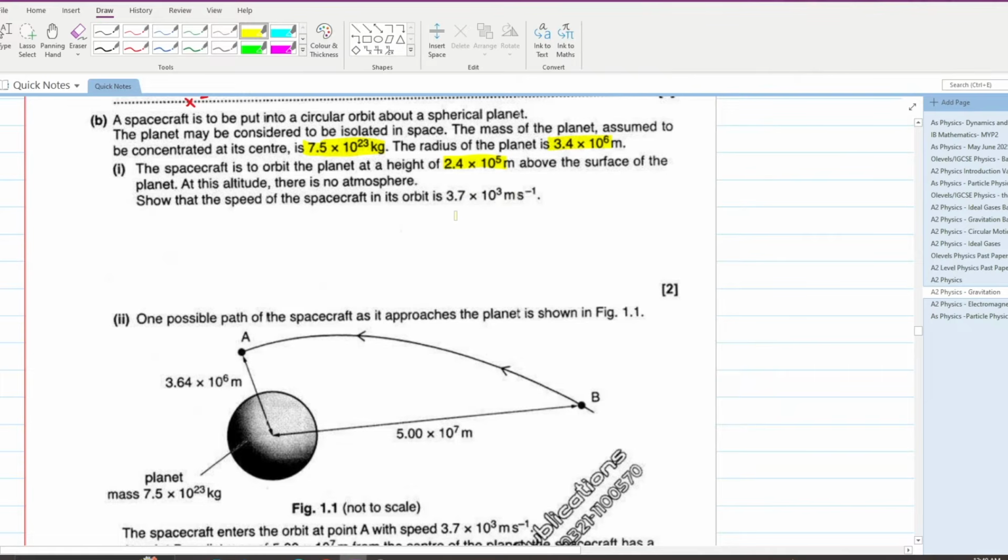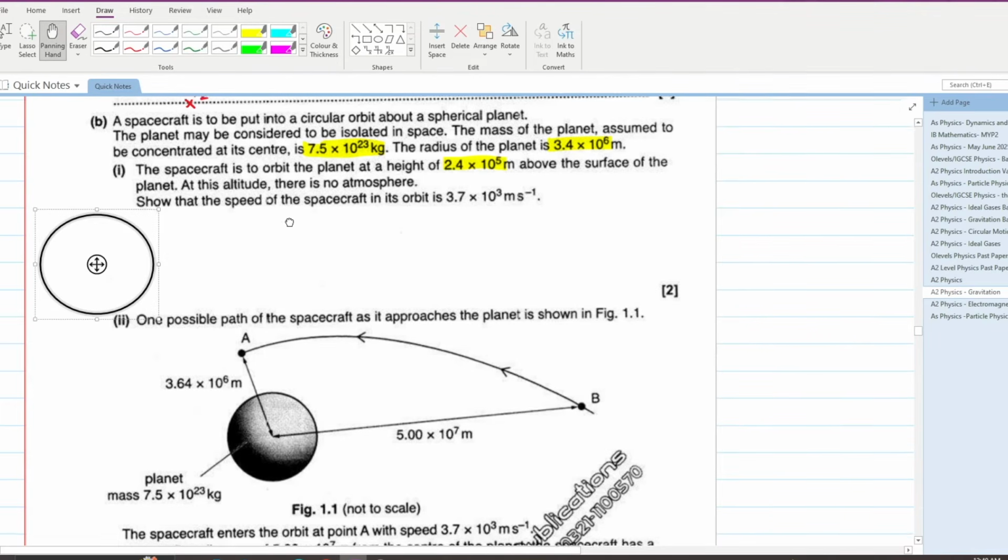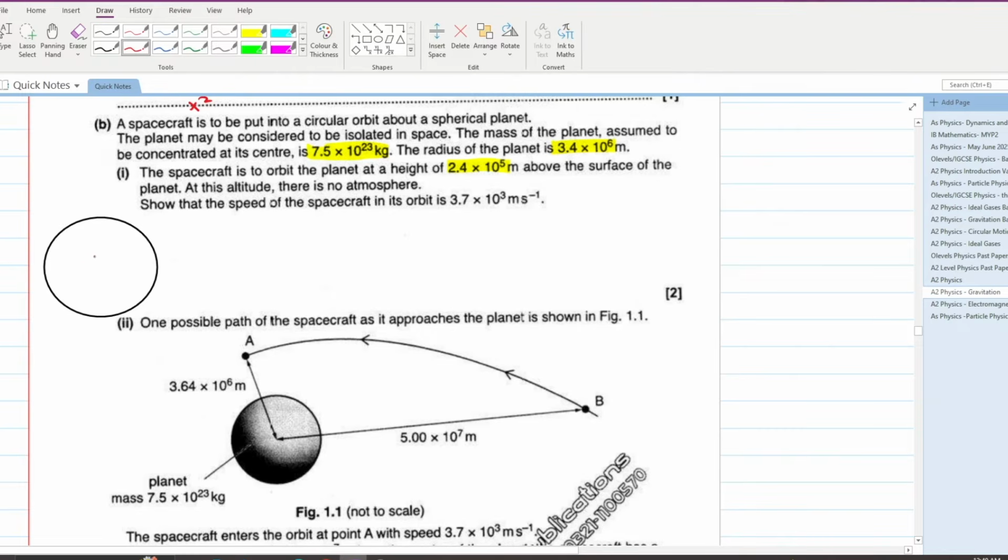Okay, we have to show that the speed of the aircraft at this point, that is 2.4 into 10 raised to the power 5 meters above the planet, is this. Okay, so what we will do, if we just look below, we are actually given the diagram, but I will suppose that I have not seen it. I have not seen the diagram and I am in exam tension. So what will I do here? Let's say this is the orbit of the spacecraft. Let's say this is the planet. Okay, let me draw the planet correctly. One second. Let me make it a bit smaller.